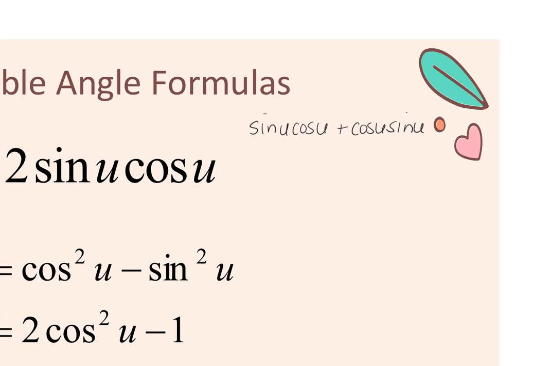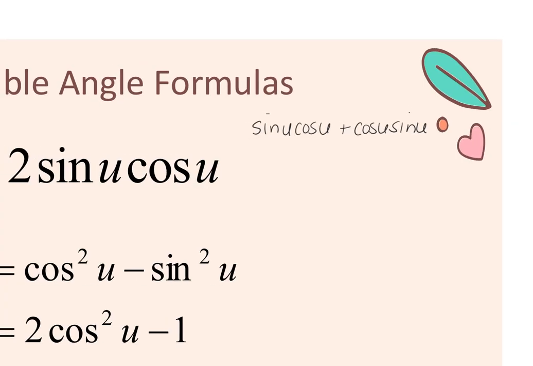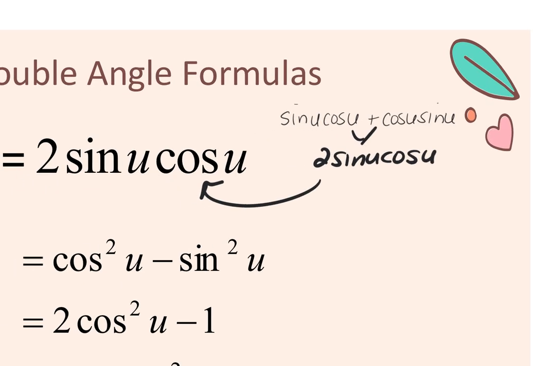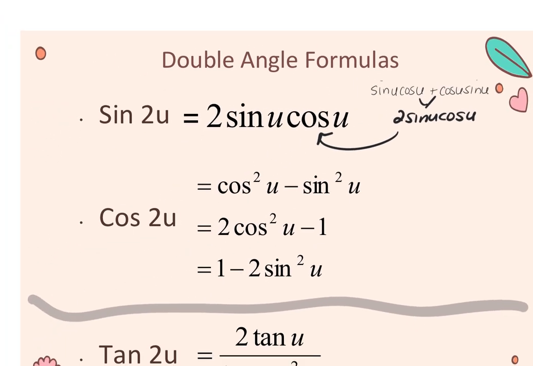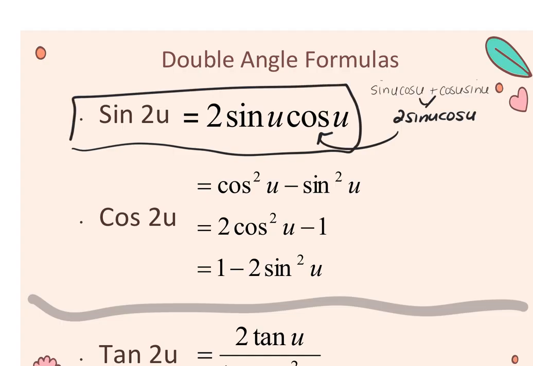Well, technically, this is two of the exact same things. The order is different because one's sine, cosine, the other one's cosine, sine, but it's a product, so I could switch the order and make them the same thing. This becomes 2 sine u cosine u. So if you forget your double angle formula, but you know your sum formula, you can use the sum formula to get to your double angle formula. Does that make sense? There's only one for sine of 2u, and it is 2 sine u cosine u.